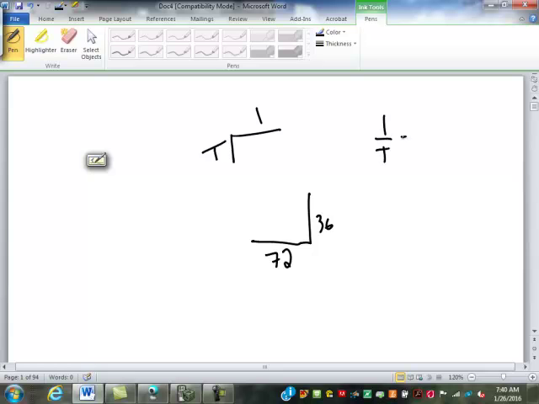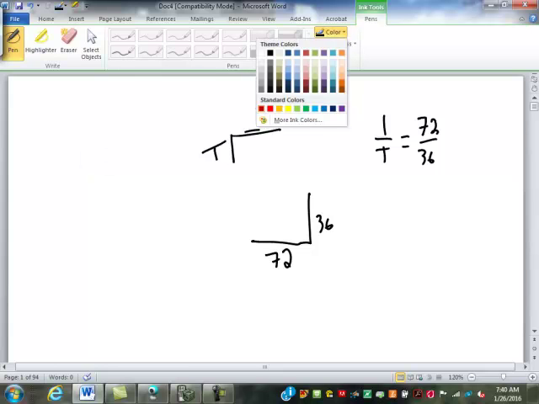So 1 over T or T over 1. 1 is horizontal, the 72 is horizontal. T is vertical, the 36 is vertical. If you cross multiply and divide, you get 0.5 or 1/2. Either switched them around or something.